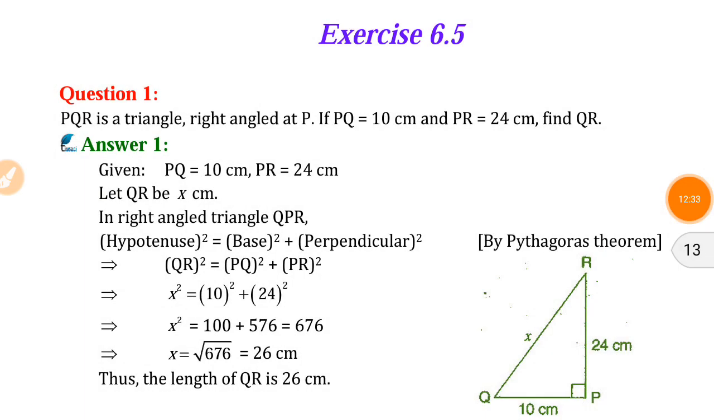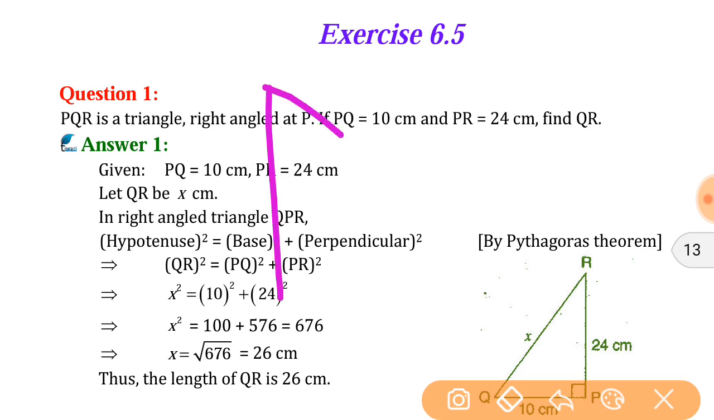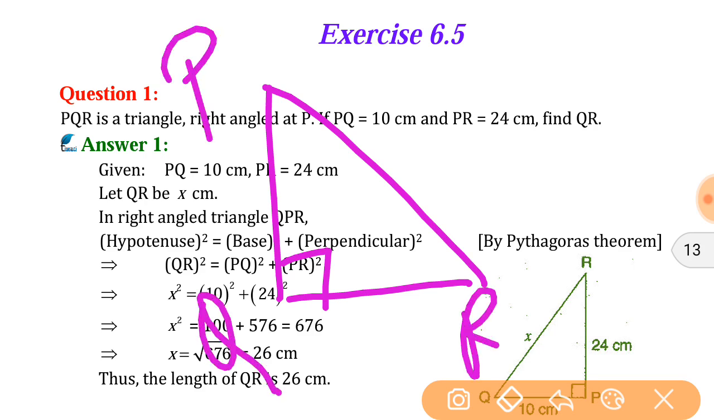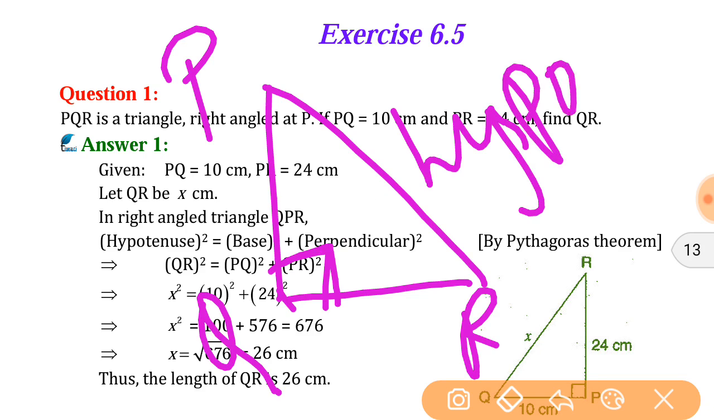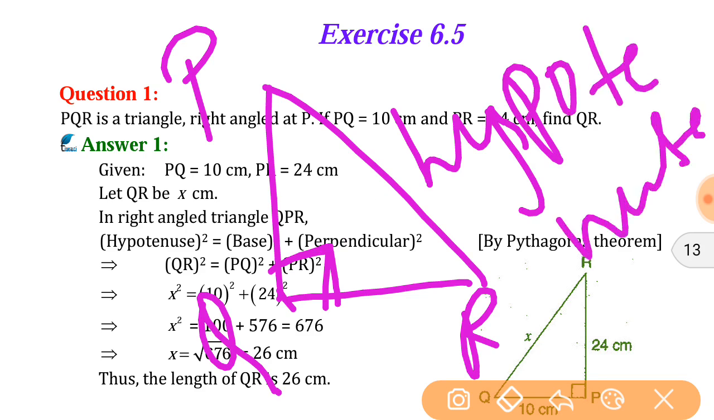So this 6.5 exercise is easy and it is based on the Pythagoras theorem. The proof is there in 10th standard, also 9th standard. So it is a very important theorem based on the right angle triangle. So what is that theorem? In a right angle triangle, one angle is 90 degrees. So I make it as PQR. The side opposite the right angle is called the hypotenuse. It is also called the longest side in the right angle triangle.